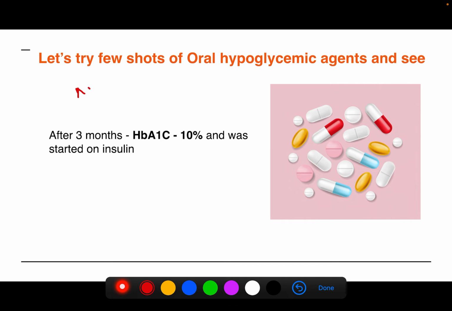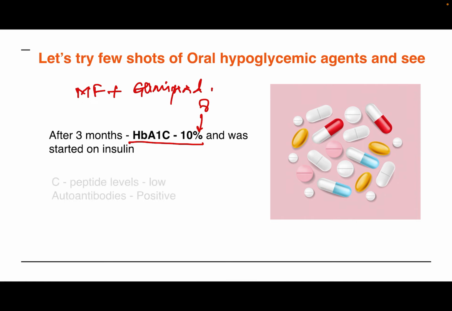Imagine that we started the patient on metformin and glimepiride. After 3 months, the HbA1c is still 10. Initially it was 8 and now it has progressed to 10%. So now what do you think? You think more in terms of LADA.